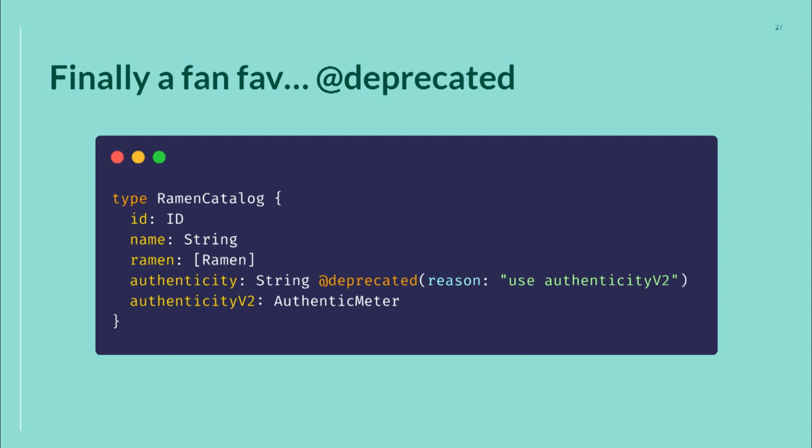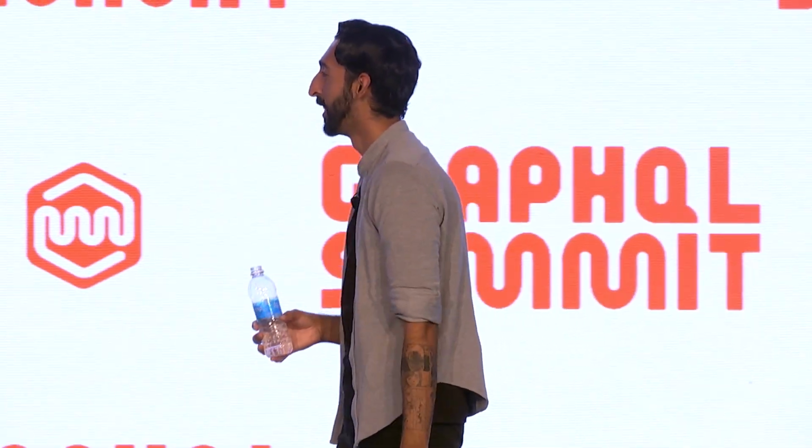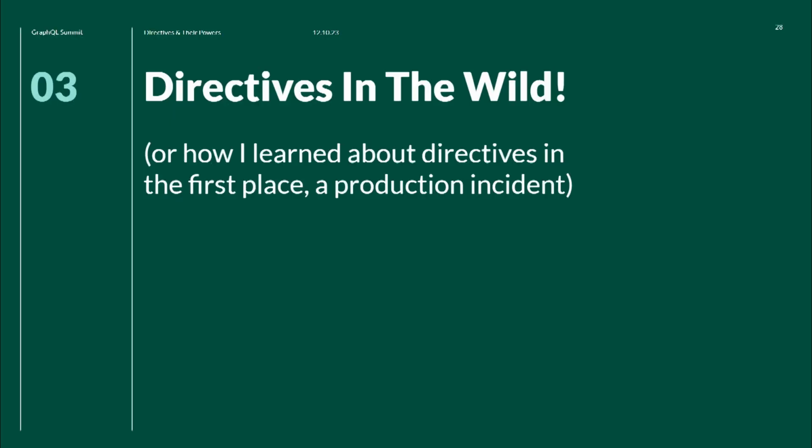And I always find out after I use authenticity, oh, that should have been authenticate. And then I have to use authenticity v2. But they're already out there. You're using them, right? And why did I use them in the first place? Or how I had a production incident and I decided to solve it with a directive.